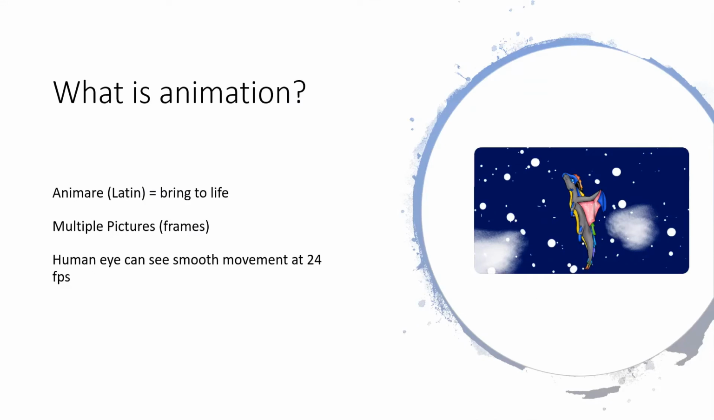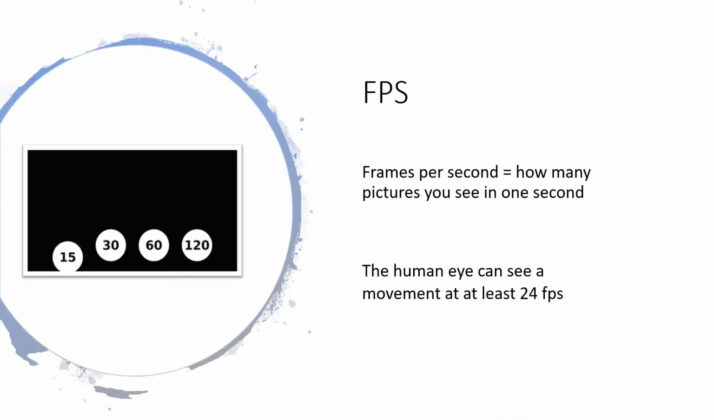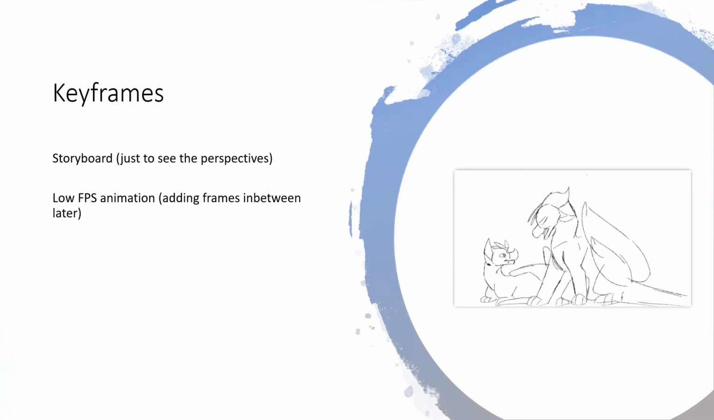So, what is animation? It comes from the Latin word animare, that means bring to life. It's multiple pictures behind each other where you can see a movement. These pictures are called frames. The human eye can see smooth movement at least 24 FPS. But what are these FPS? These are frames per second. How many pictures you see in 1 second. And as I already said, the human eye can see a movement at least 24 FPS.